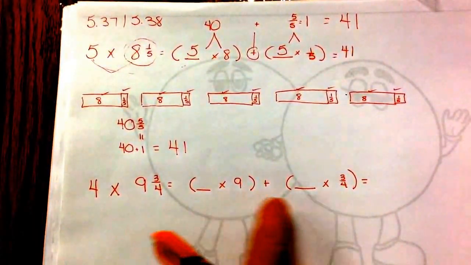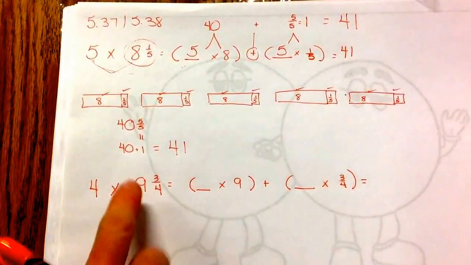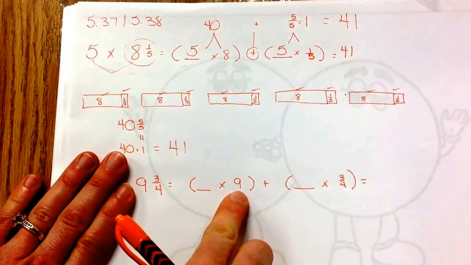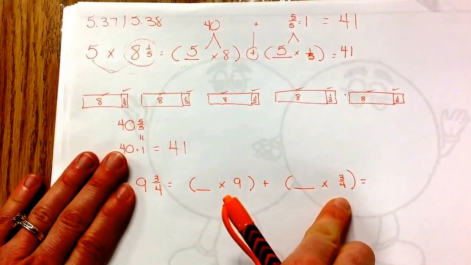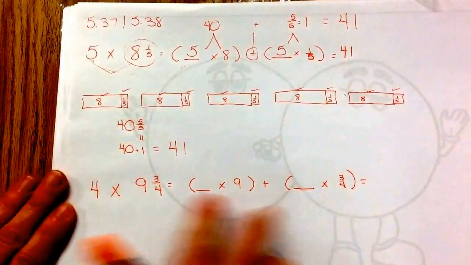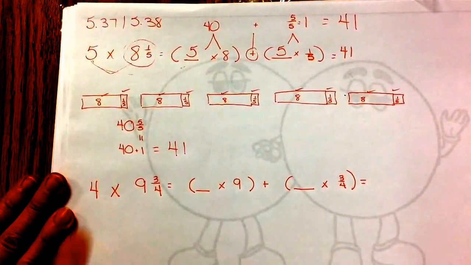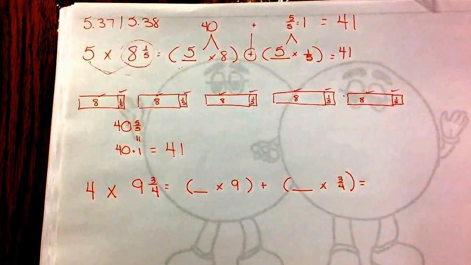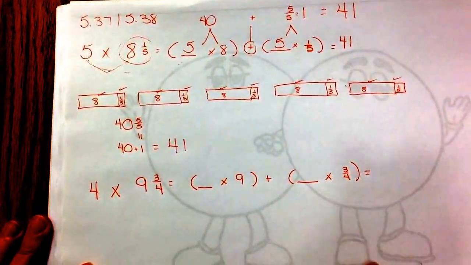This is what you should have gotten if you laid it out distributive way. I just took my 9 3/4 and I put 9 in the one set of parentheses and 3/4 in the other, because I'm multiplying both of them times 4. If you don't have this, pause so you can get it. All right, if you do have it, then we're going to move on.